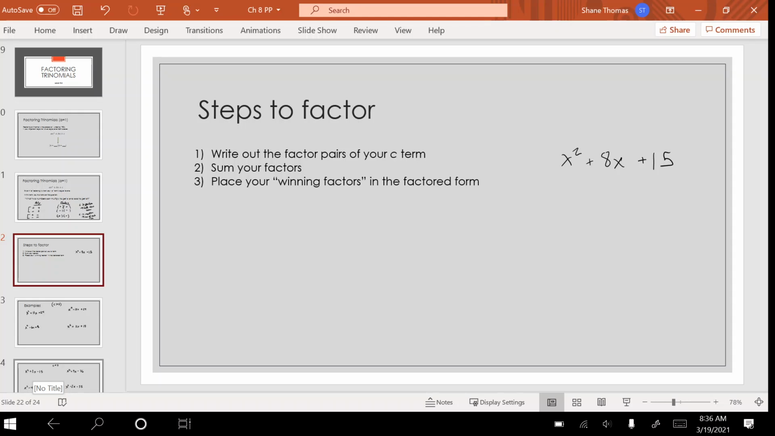All right. So we want to write out the factors of your C term, sum your factors, and then place your winning factors in the factored form. So what is my C term in that polynomial I've written? Hold on. Let's hold off a second. It is 15. We'll hold off. I'll let you get the notes copied down first, so you can follow along.